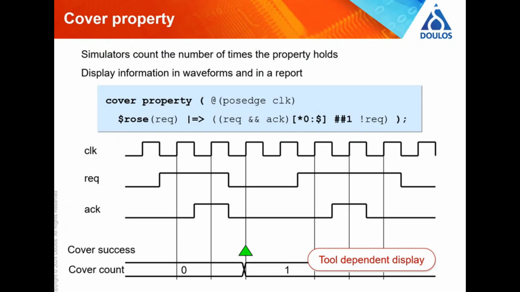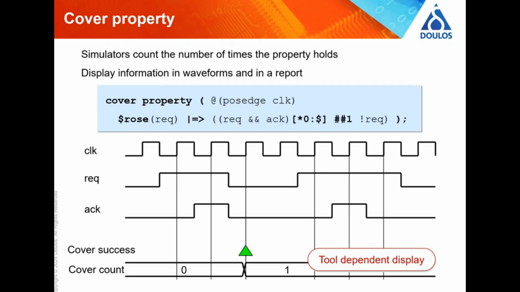But the point of this slide is that when you have a cover property, you can drag it into your waveform window, and it'll keep track of how many matches that we have happening for that. So again, this is a form of functional coverage. It usually doesn't appear in your coverage report. It really depends on which tool you're using, which simulator. It'll often show up in your assertion report instead.